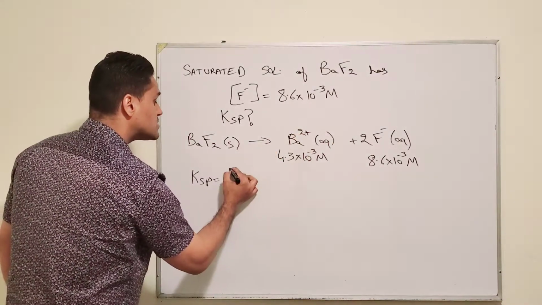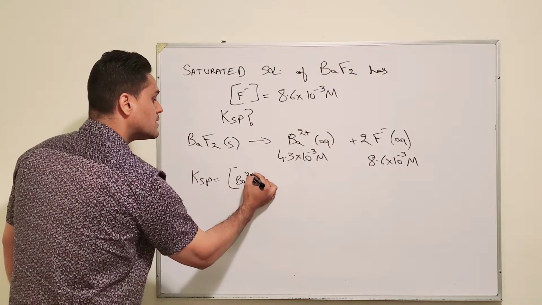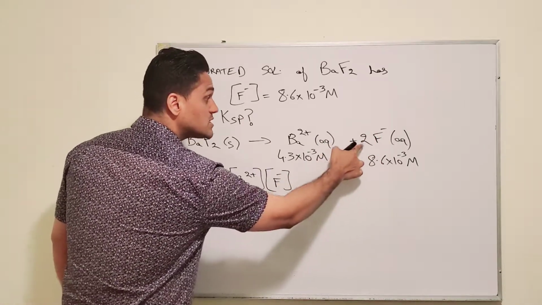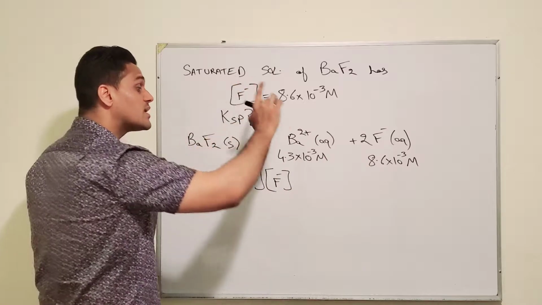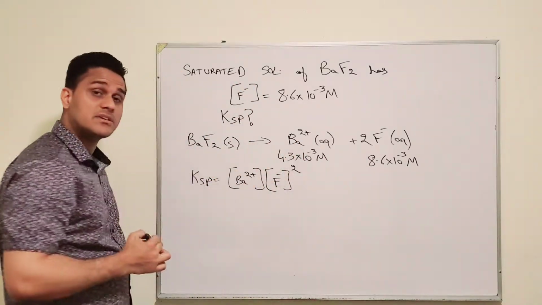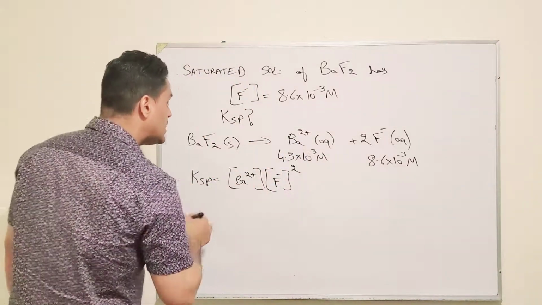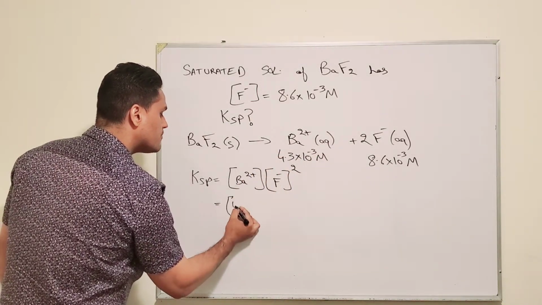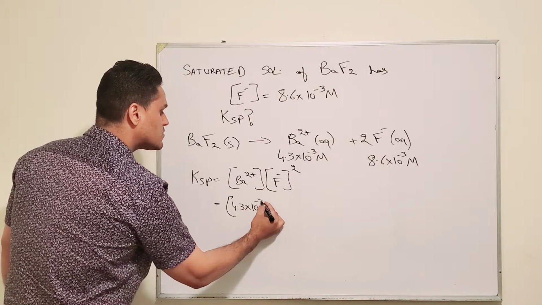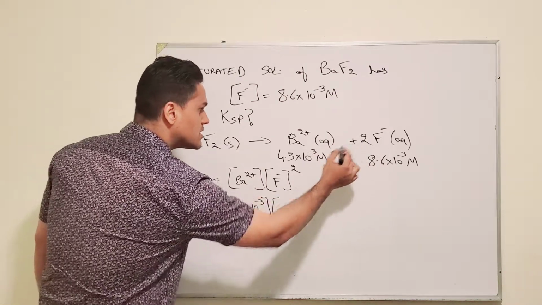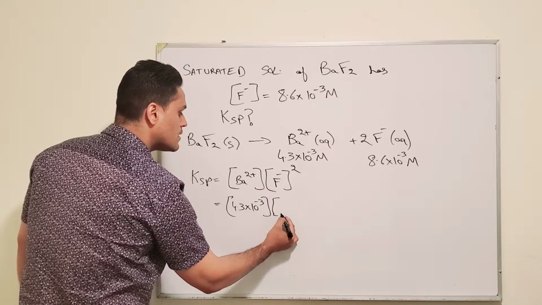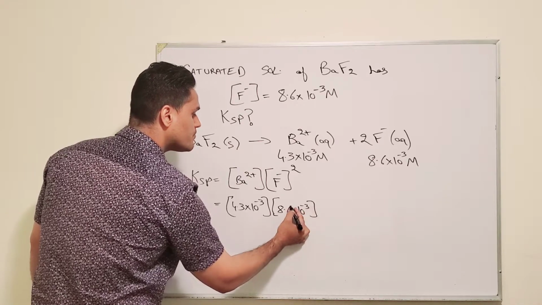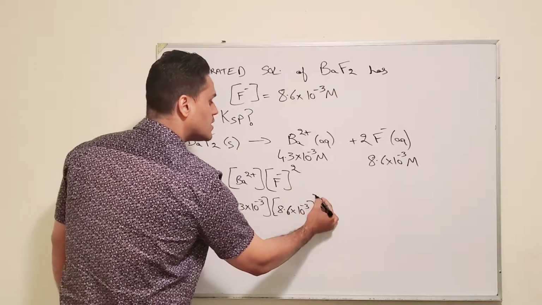And guys, our Ksp expression is just going to be our product. So we're going to have concentration of Ba2 plus times concentration of F minus. Now there was a 2 in front. That means that 2 is going to land and become the power. It's going to land in the exponent. So let's plug in the numbers. Ba2 plus concentration was 4.3 times 10 to the power minus 3, and concentration of F minus was 8.6 times 10 to the power minus 3, and we need to square that.